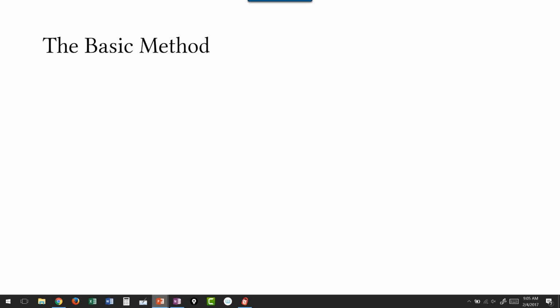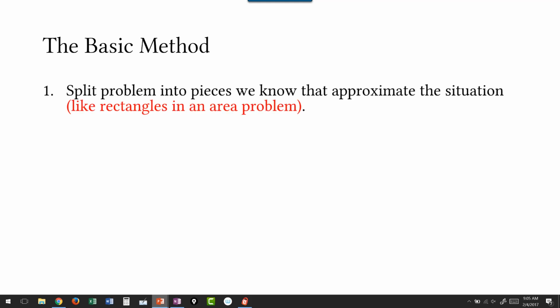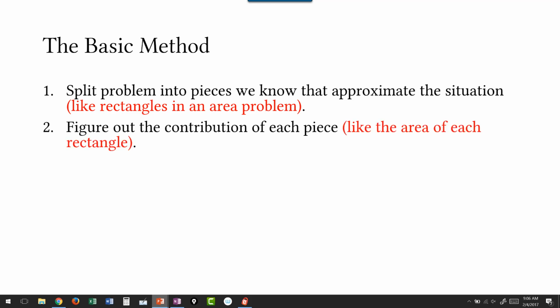As a reminder, this is the outline for our basic Riemann integral method for solving problems. We split the problem into pieces that we know. This would be similar to using rectangles to approximate the area under a curve. Next, we find the contribution of each piece. In the case of area under a curve, that's finding the area of the rectangle. In the case of the volume examples we did last time, that was figuring out the volume of a disk.